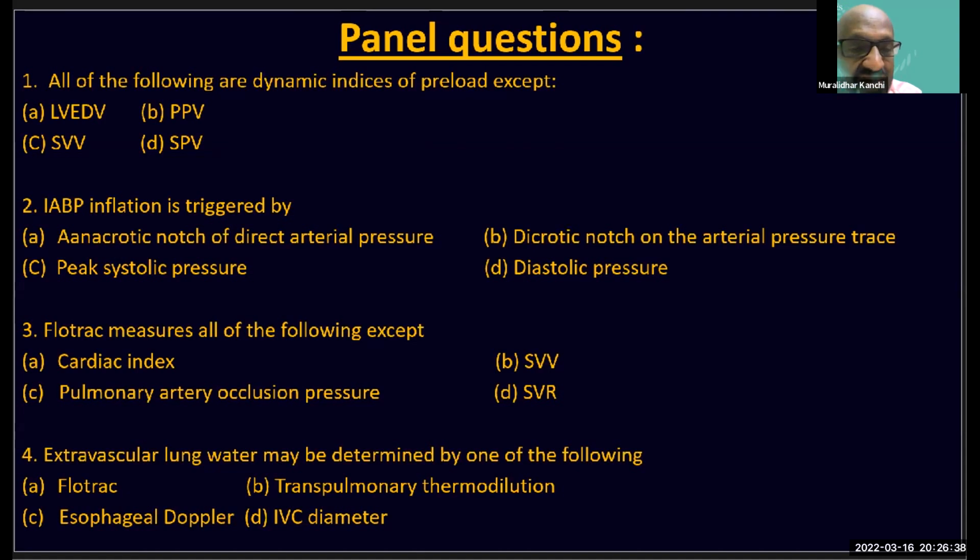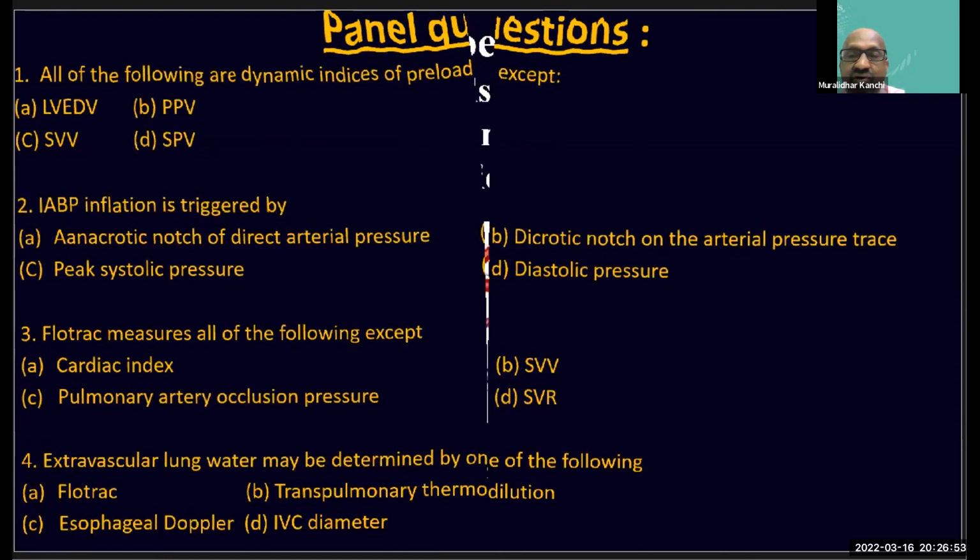The fourth one is: extravascular lung water may be determined by one of the following techniques. Is it FloTrac? Is it esophageal Doppler? Is it IVC diameter or transpulmonary dilution? With that, I will begin my talk.